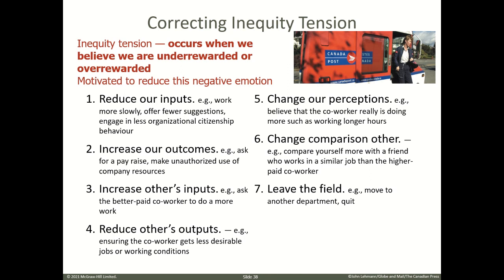Increase others' input, right? Ask the better paid coworker, they ask another coworker who is getting more to do more work. If they are getting less, you say that you should work hard to achieve my level or the level of others who have a higher position. Reduce others' output, for example, ensuring the coworker gets a less desirable job or working conditions. Change our perception, for example, believe that the coworker really is doing much more, such as working longer hours. Our perception is going to change, right?